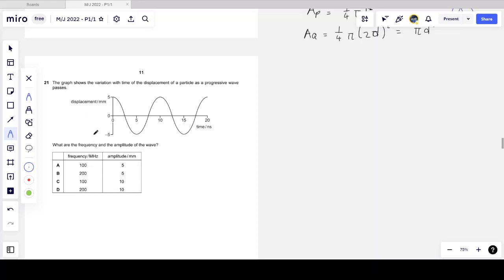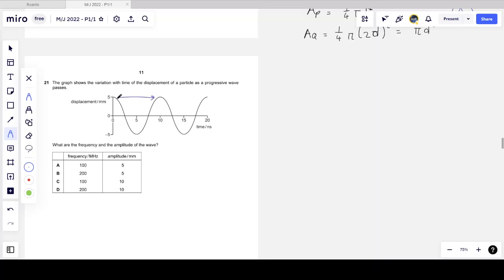Question 21 shows us a graph of the variation with time of the displacement of a particle as a progressive wave passes. So we're now moving on into waves. What are the frequency and amplitude of the wave? Now I think this is fairly straightforward. I need the frequency and I need the amplitude. As I know, if I have time on the x-axis, before I find the frequency, what should I do? I should find the period.